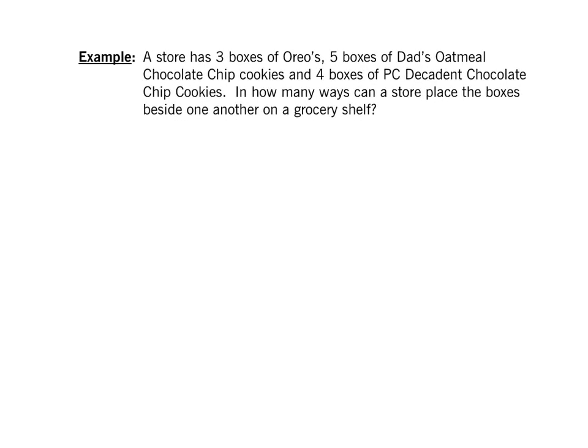Another example, a store has 3 boxes of Oreos, 5 boxes of Dad's oatmeal chocolate chip cookies, and 4 boxes of PC Decadent chocolate chip cookies. In how many ways can a store place the boxes beside one another on a grocery shelf? So we have 3 identical boxes of Oreos. We have 5 identical boxes of Dad's oatmeal chocolate chip cookies, very underrated, and 4 boxes of PC Decadent chocolate chip cookies. So how many boxes of cookies are there altogether? Well, altogether, 3, 5, and 4 makes 12.